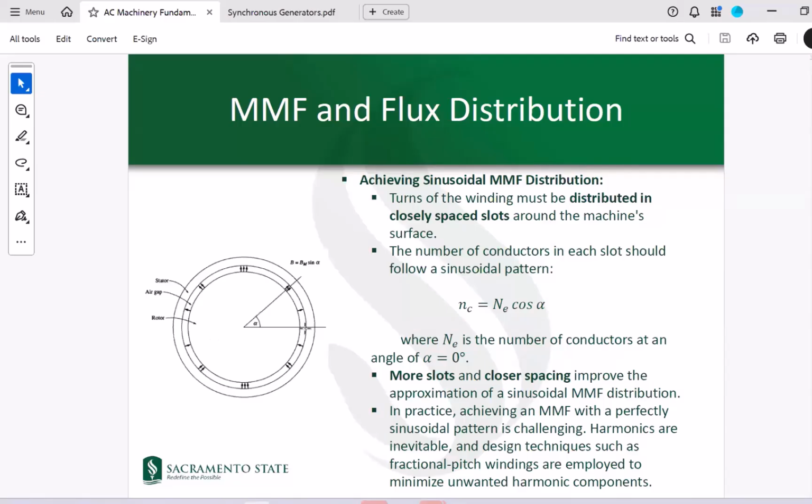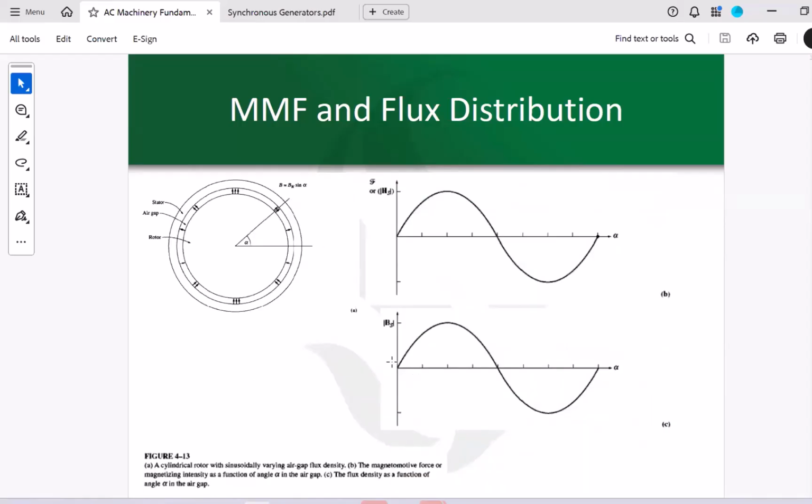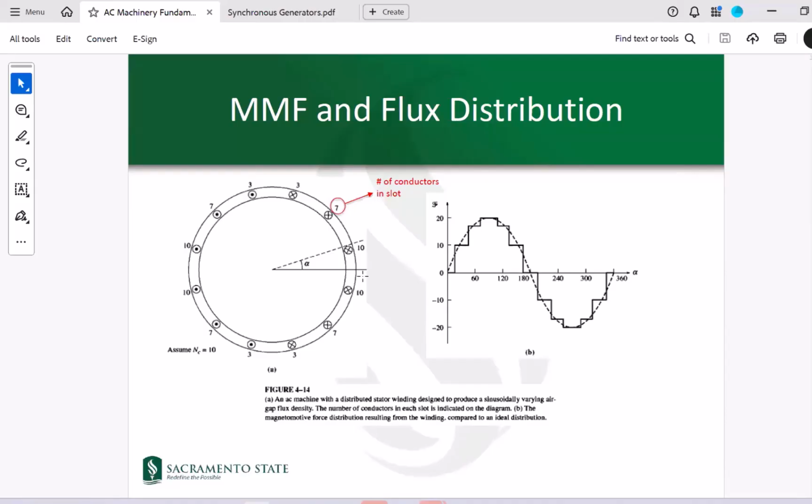We want, when we move from here to here, to go from zero to maximum in a sinusoidal fashion, if that makes sense. And then come back to zero, go to minimum, come back to zero again in a sinusoidal fashion. This is hard to do, but those who design these machines make it kind of similar to that. So this is the ideal way that we want it, but in practice, it really depends on how many conductors we should put in every slot so that we can get similar to that sinusoidal, but not exactly.